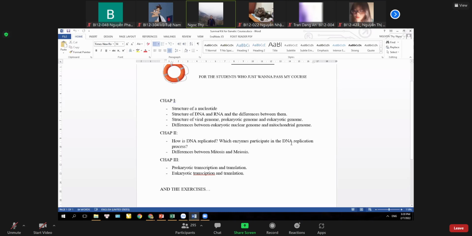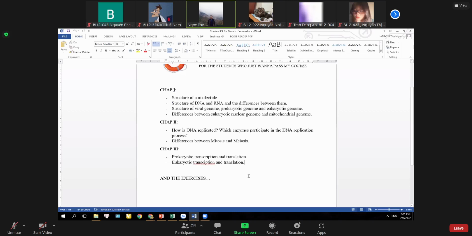In chapter 2, you only have to focus on the mechanism of how DNA replicates inside the cell nucleus and what kind of enzymes participate in the process. Furthermore, mitosis and meiosis, and the differences in the mechanisms of meiosis and mitosis. And in chapter 3, the transcription and translation process in prokaryotic cells and eukaryotic cells, and the exercises, of course.